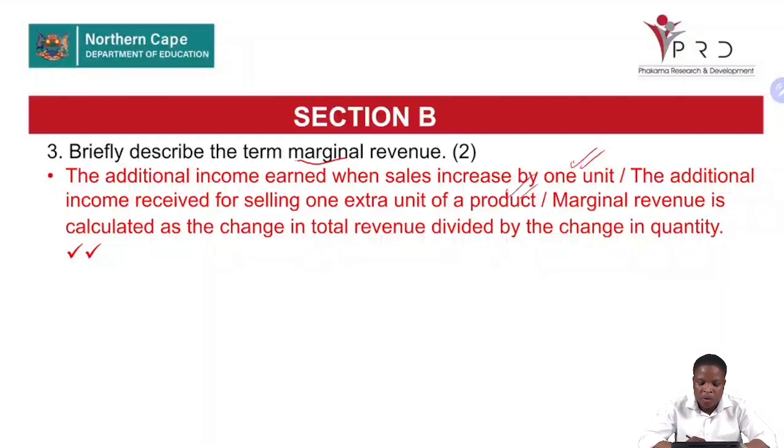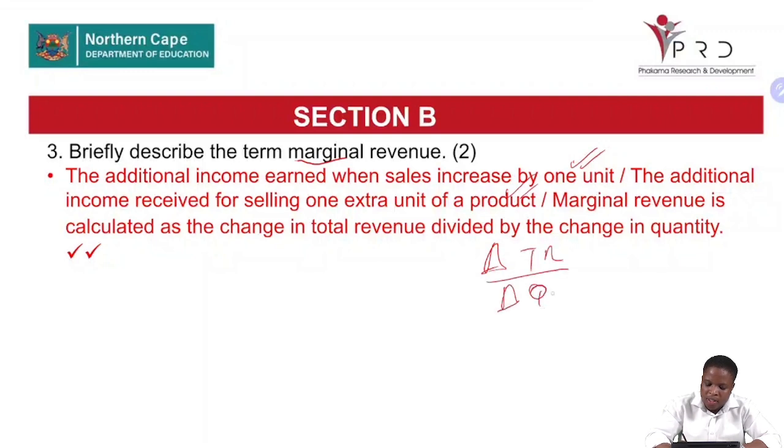Marginal revenue is calculated when you say change in total revenue divided by change in quantity. You get what? You get MR. Remember, TR over Q is AR, but change in TR over change in Q is MR.